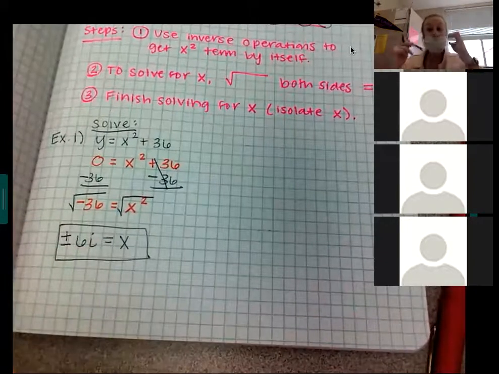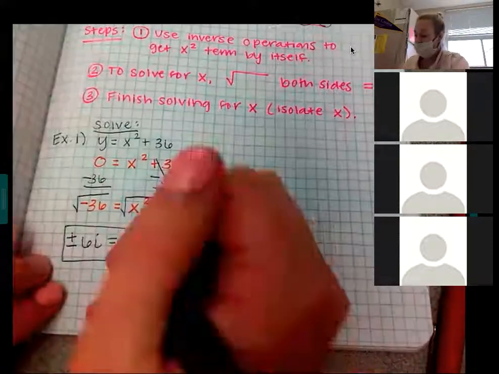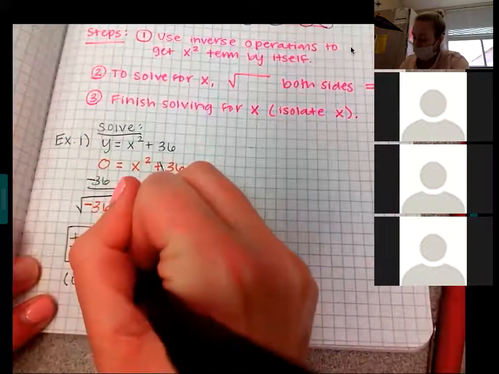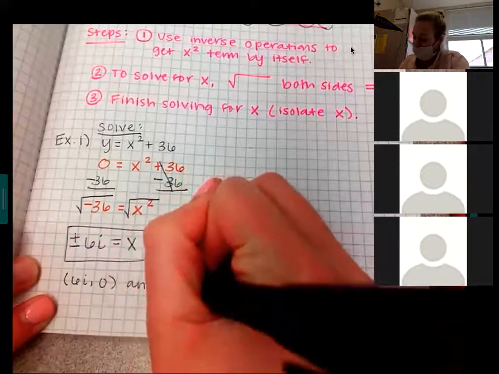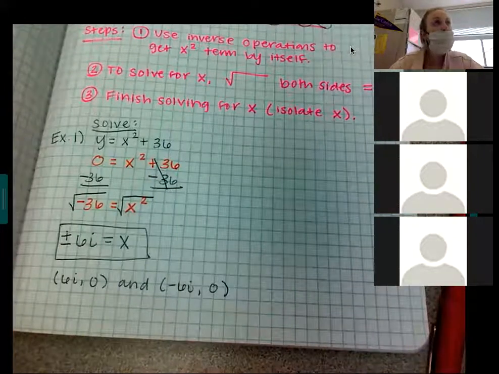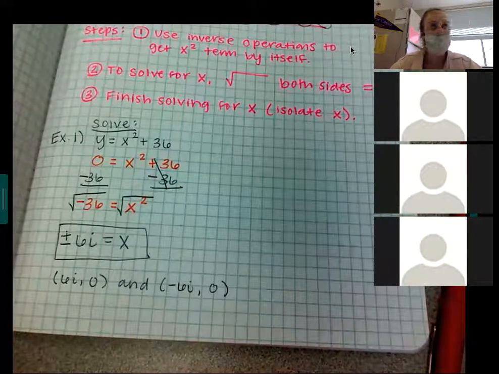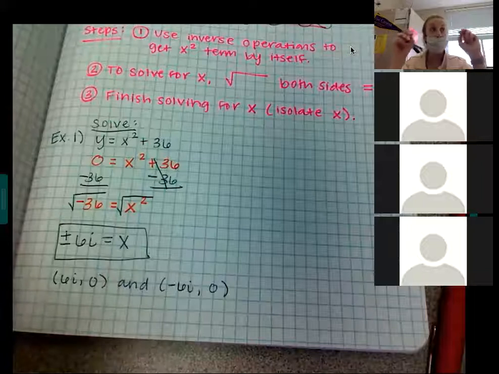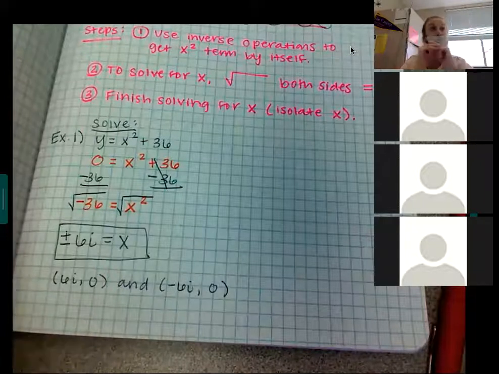So this quadratic would touch at imaginary 6, 0 and imaginary negative 6, 0. Those would be the 2 x-intercepts. The reason you get 2 is because it's a quadratic, which means there's 2 sides. So normally it touches twice on the x-axis.